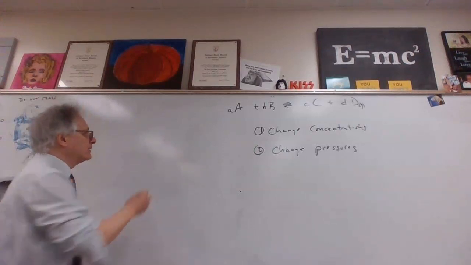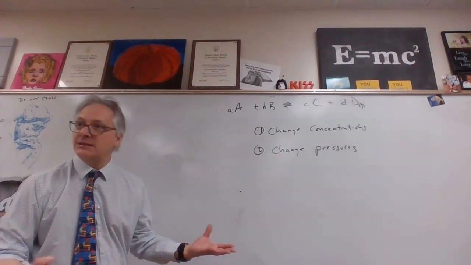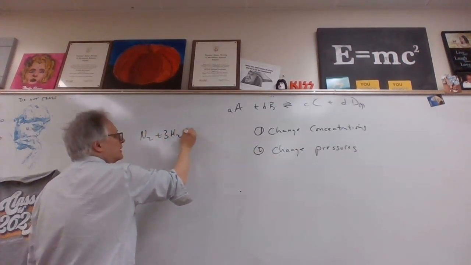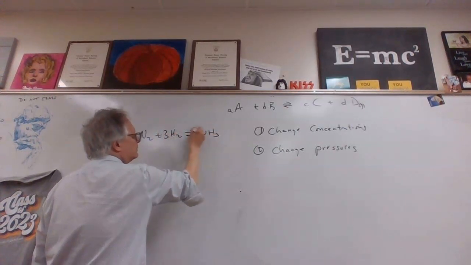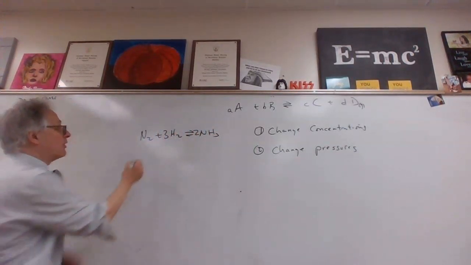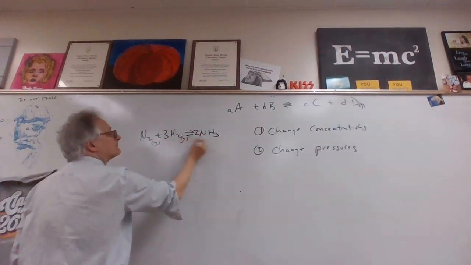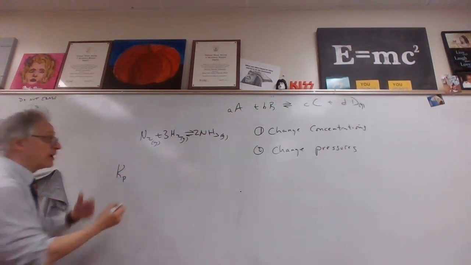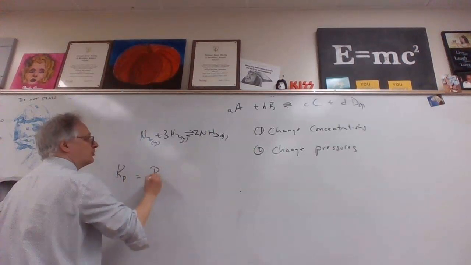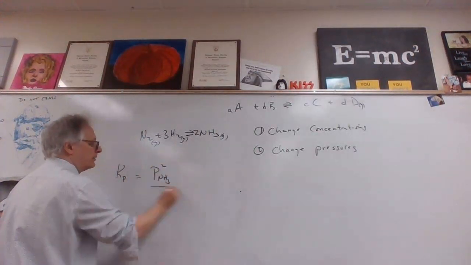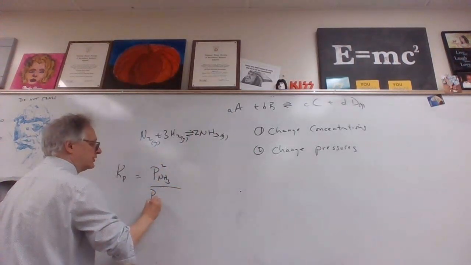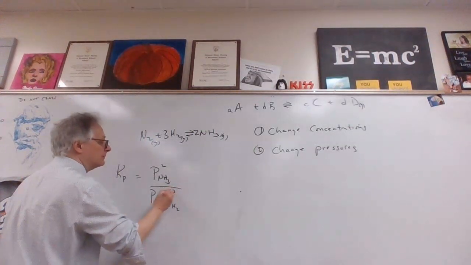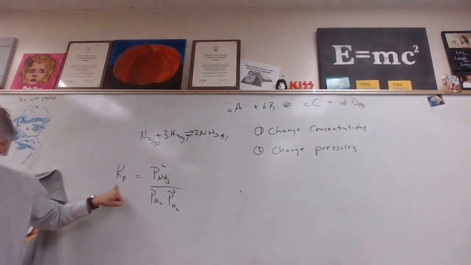Yesterday I had mentioned that if we have a reaction that's all gas, like our old favorite here, N2 plus 3H2 to give 2 NH3, well, these are all gases. And we could write an equilibrium expression, K sub P, based upon pressures. That would be the pressure of ammonia squared divided by the pressure of nitrogen times the pressure of hydrogen cubed. So if I have the right pressures, I'll be at equilibrium.